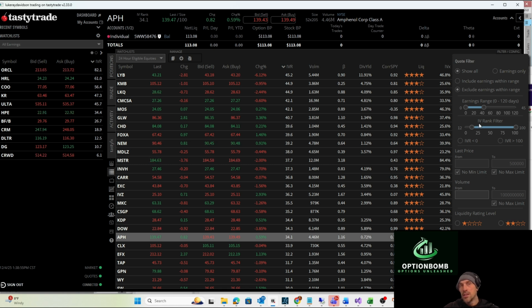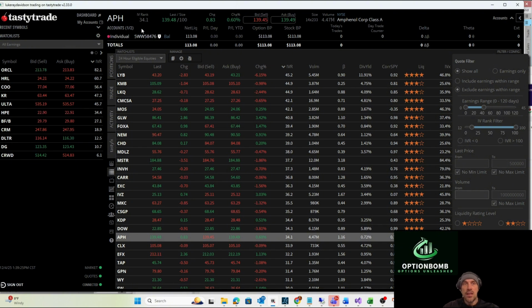The IVR is not just the volatility of the stock, but it's compared against itself. So you have some stocks that are super high, like Tesla, Oklo. Those have really high volatility, but compared against themselves, they might be high all the time. So what we want is when the stock's volatility is high compared to what the stock is normally at. That's what we're looking at, and that's what the IVR measures.